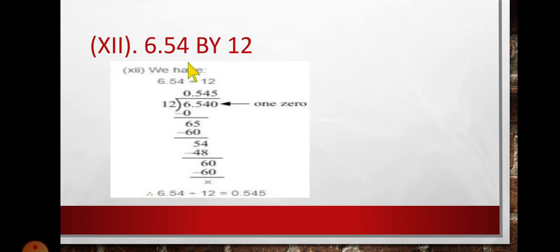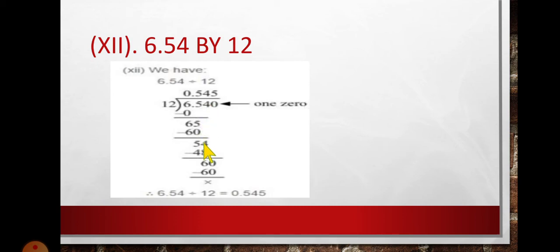Then let's see one more question, question number 12. This is not a decimal, this is a question symbol. 6.54, this is a decimal. 6.54 divided by 12. So from the beginning you can see in the whole number also we cannot divide because 6 is less than 12. Then how many times? 0 times we divide. Then when we reach the decimal place, it means tenth place, so we insert the decimal in the quotient. Then after that copy the 5.